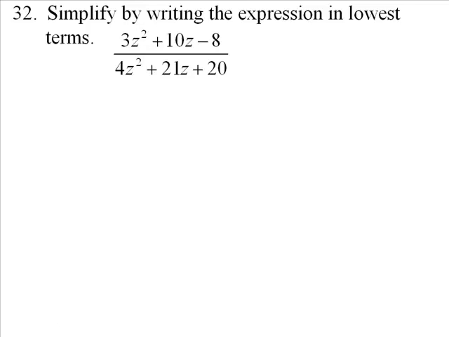Number 32. Simplify by writing the expression in lowest terms. The first thing we want to do is to factor the numerator.